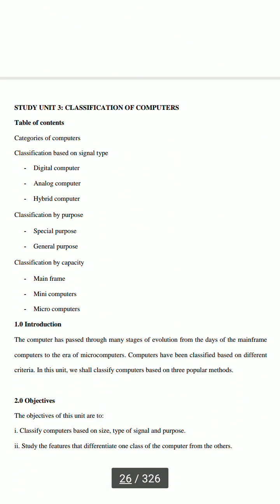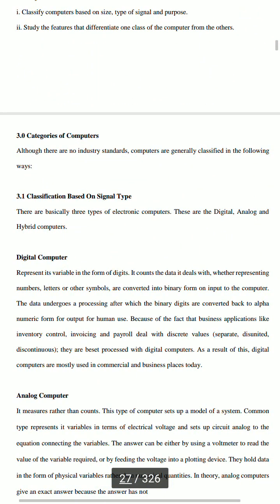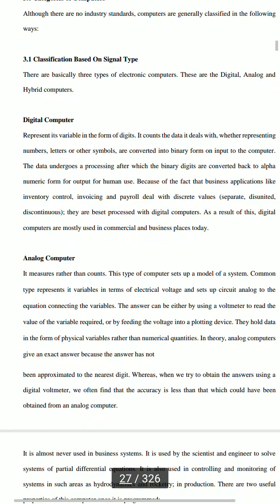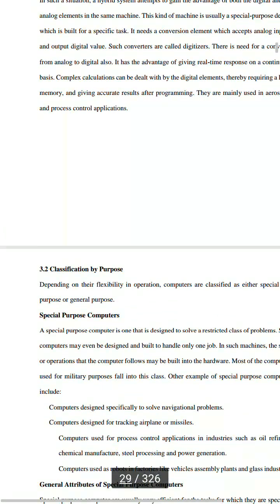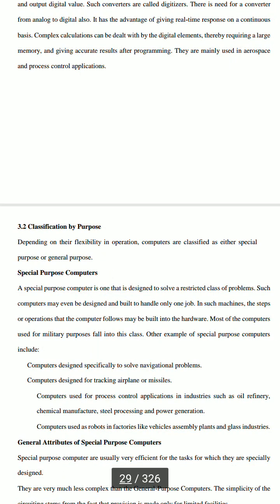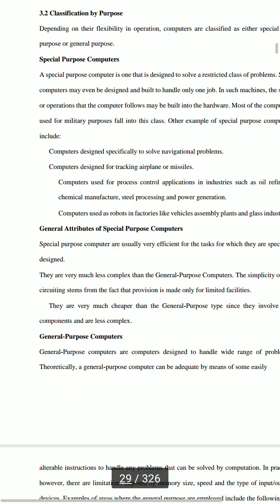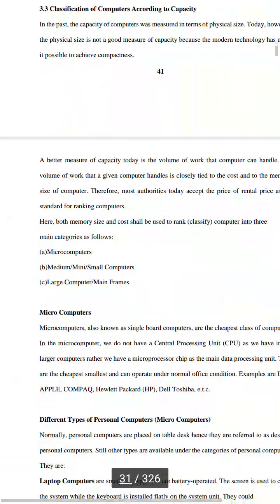Then let us go over to Unit 3, classification of computer. We have several classifications of computer, and we have classification based on signal type. We have digital computer, analog computer, and hybrid computer. Then classification of computer based on purpose. We have special purpose computer, general attributes of special purpose computers, and finally we have general purpose computer.